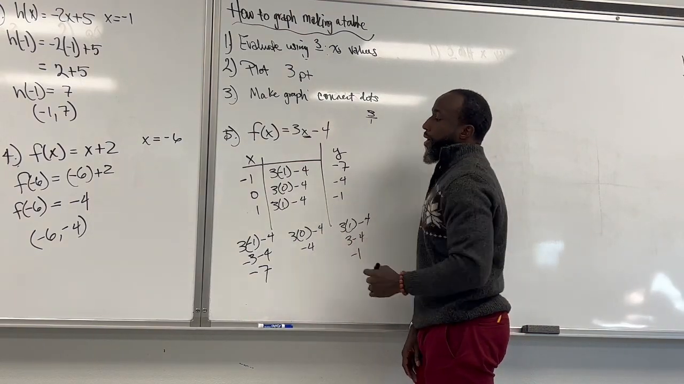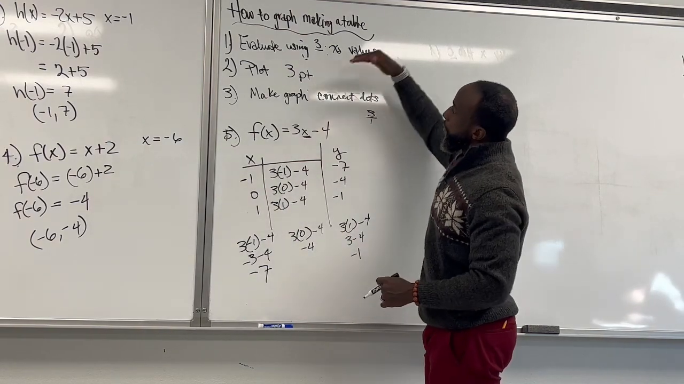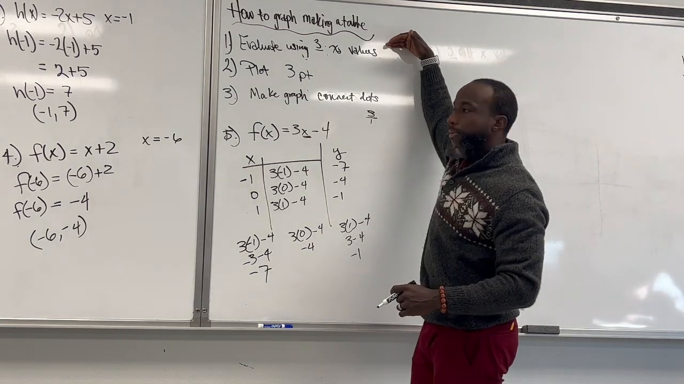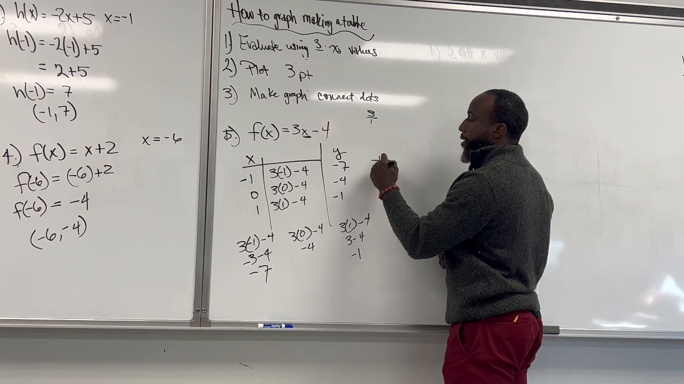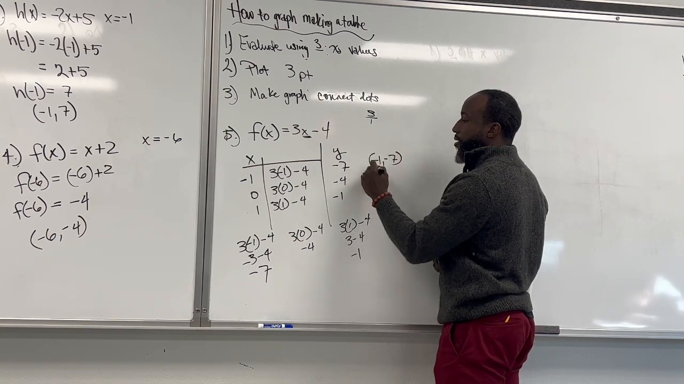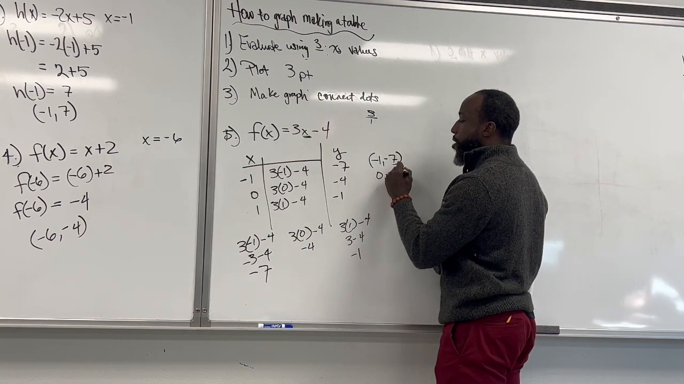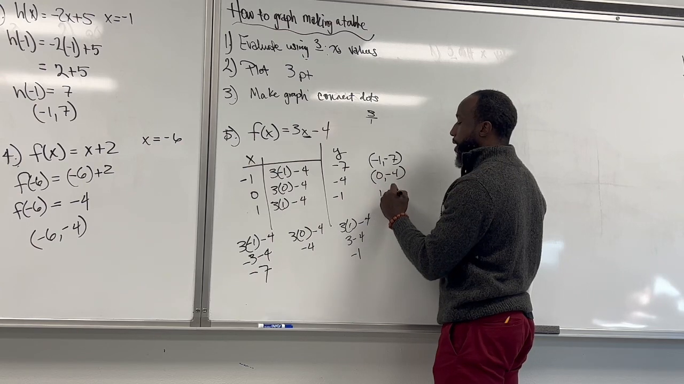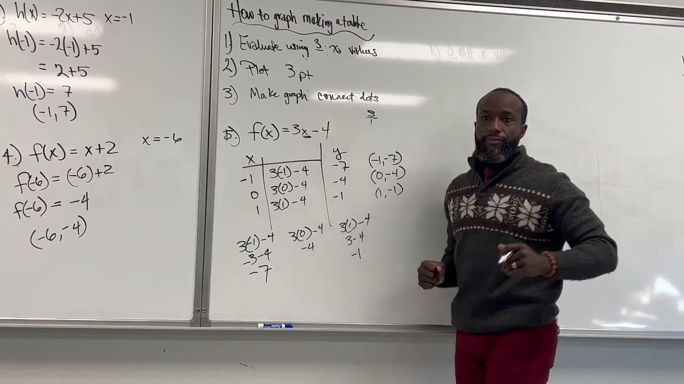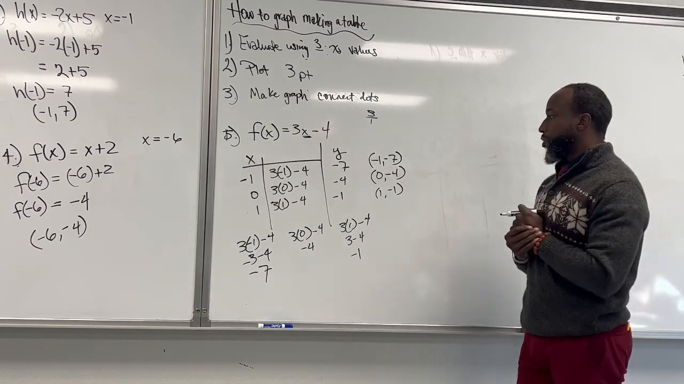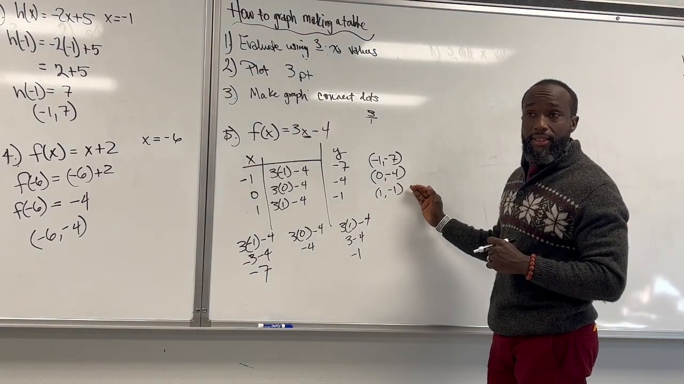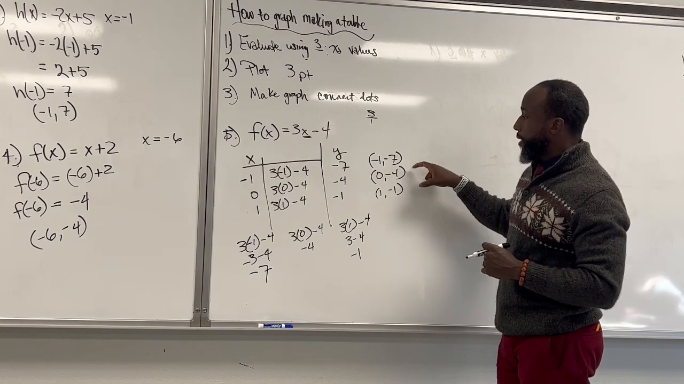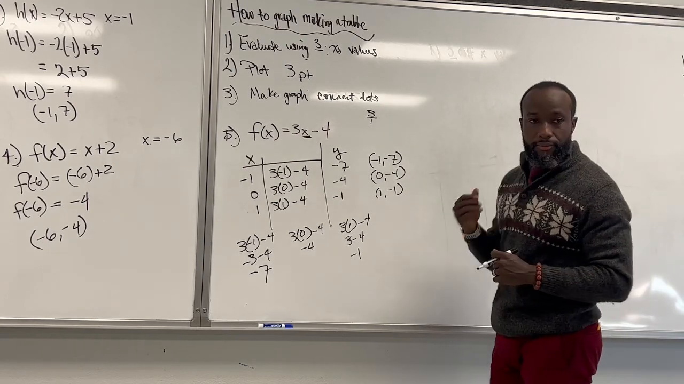Right. So now we've evaluated using our 3 points. Now we're going to find our 3 points. So our 3 points are -1, -7, 0, -4, and 1, -1. All right. Now we can plot these and connect the dots.